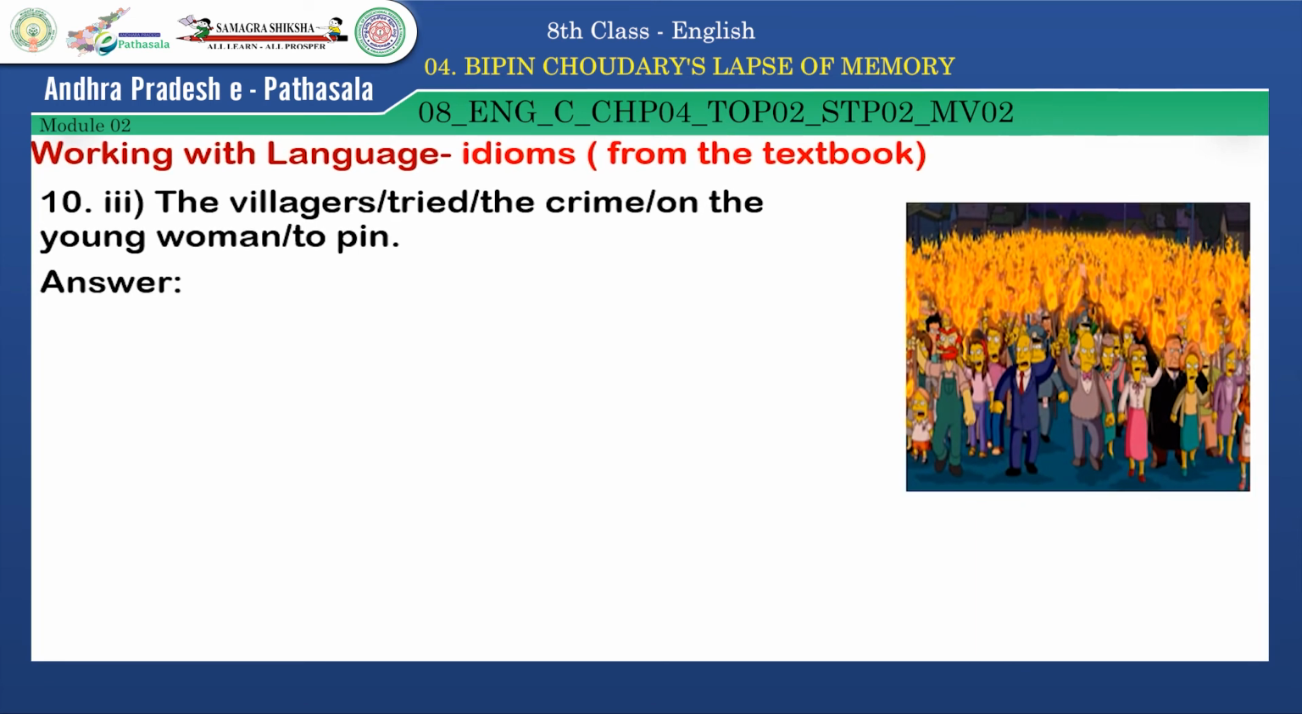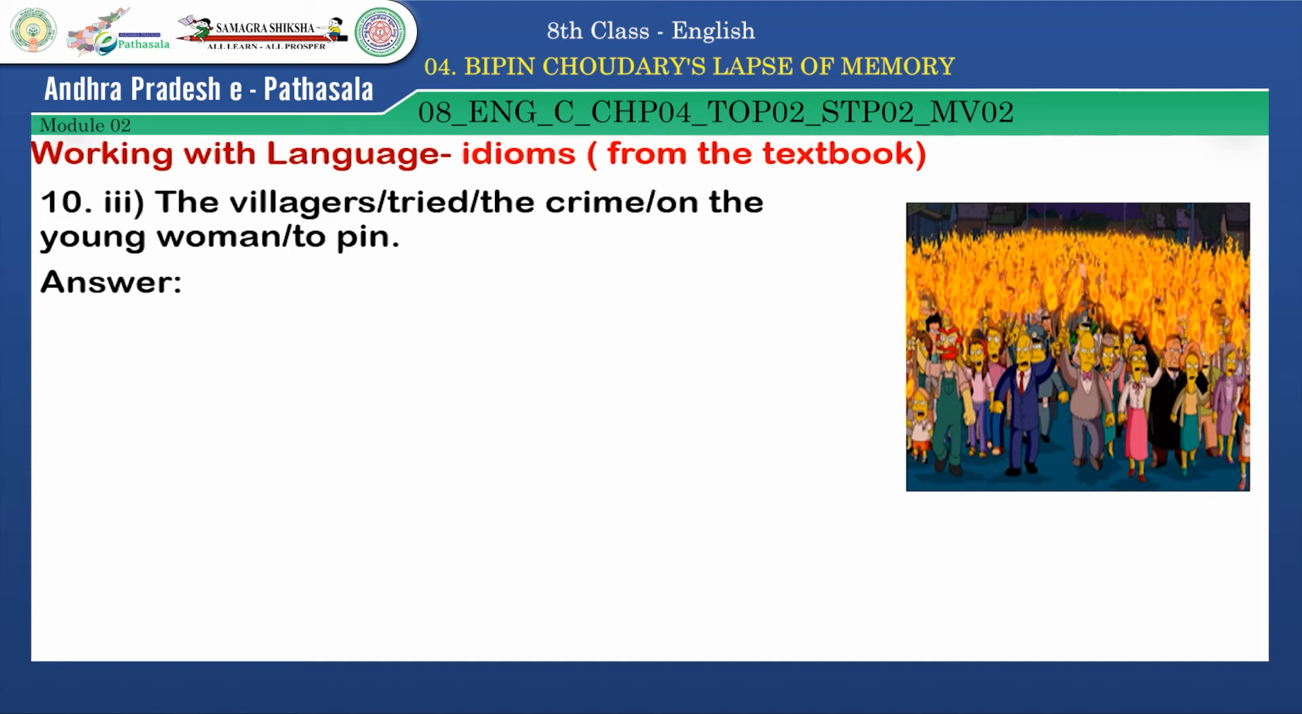Working with language, idioms. These are some of the activities given in your textbook. We have completed some sentences in our earlier session. Now we are going to complete the remaining sentences. The villagers tried the crime on the young woman to pin. Wow, these are jumbled sentences. Okay, now we have to arrange these jumbled sentences in the right order to get a meaningful sentence. Then we have to identify the idiom from that sentence and write the meaning.